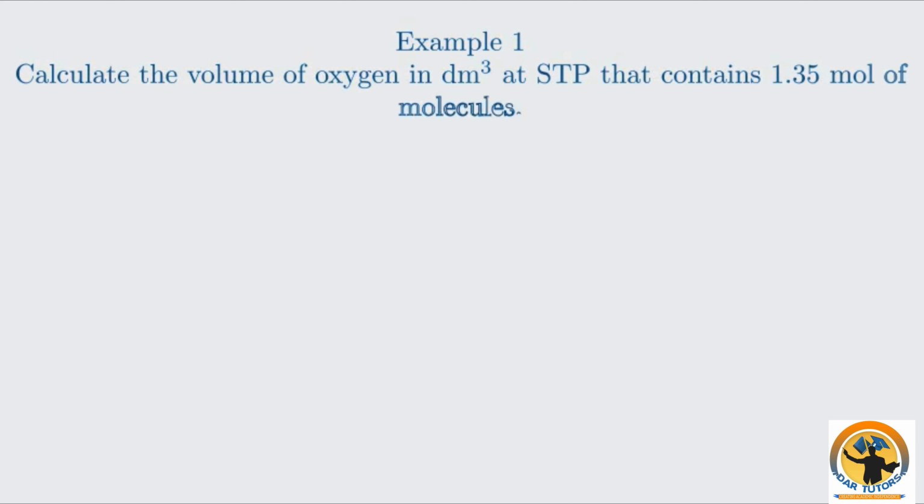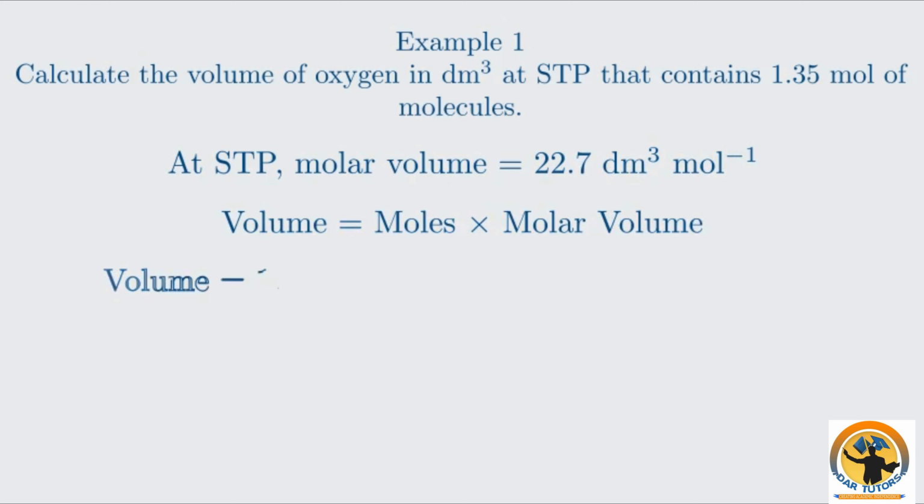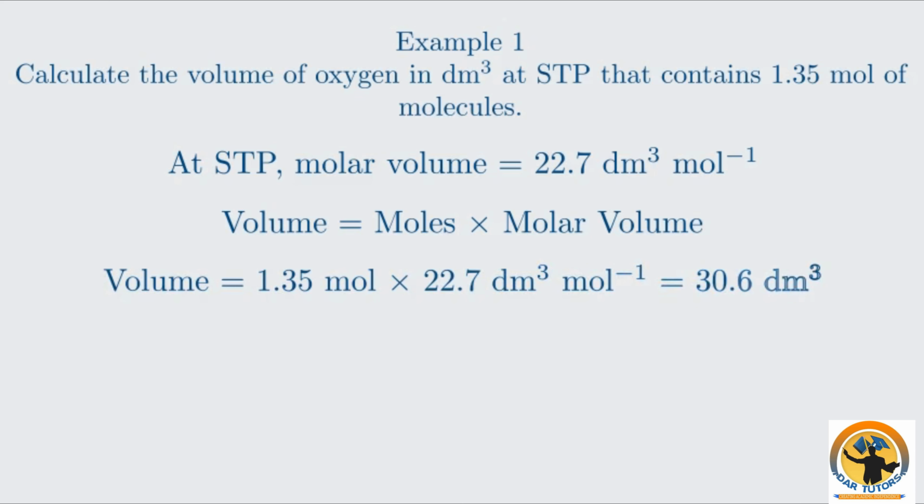Let's work through some examples to solidify our understanding of these concepts. We'll start with molar volume calculations. This problem asks us to calculate the volume of 1.35 moles of oxygen at STP. Since the question specifies STP, we can use the molar volume constant of 22.7 cubic decimeters per mole. To find the total volume, we multiply the number of moles by the molar volume. Plugging in our values, we get 1.35 moles times 22.7 cubic decimeters per mole, which gives us 30.6 cubic decimeters. The moles units cancel out, leaving us with the correct unit for volume.